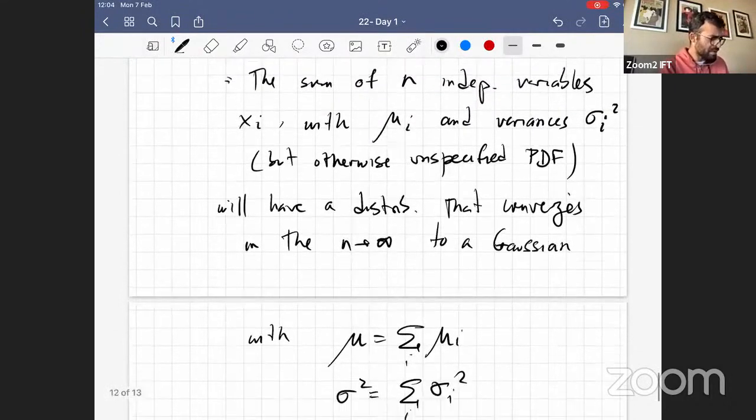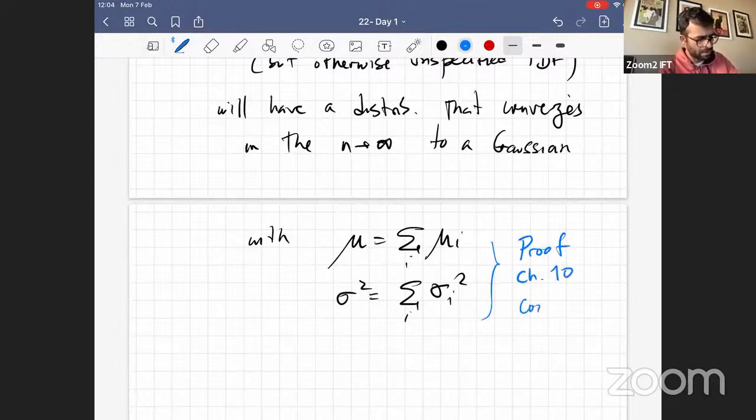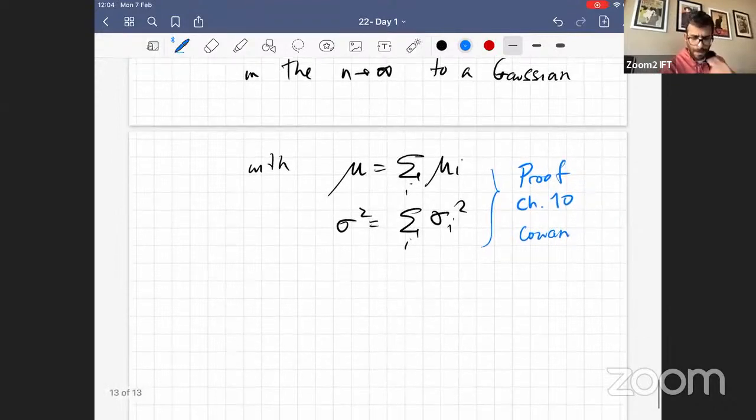I'm not going to prove this theorem. The proof is out everywhere, and in particular, you can refer to chapter 10 in the book of Cowan. But this is the reason why the Gaussian distribution is so important in statistics, because if you have a large number of measurements, then essentially the Gaussian approximation may be very reasonable.